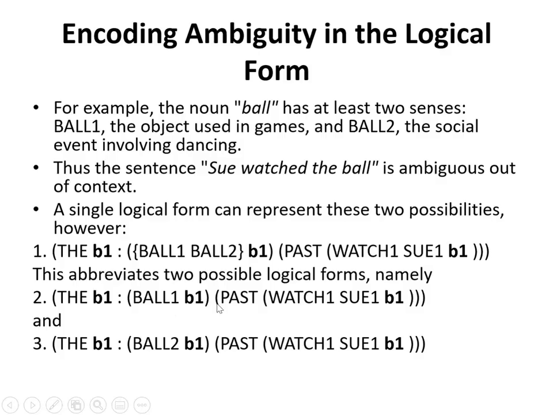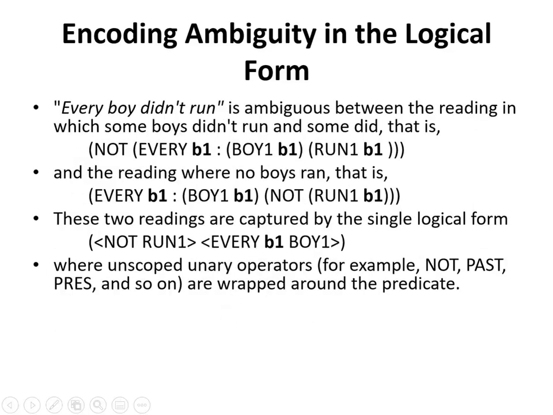The B1, ball1 B1, where we are specifically specifying which type of ball, either a game or a social event. If we say ball1 B1, it is a ball used in a game. And if we write ball2, then it is a ball like a social event involving dancing. So this is how we can encode the ambiguity.